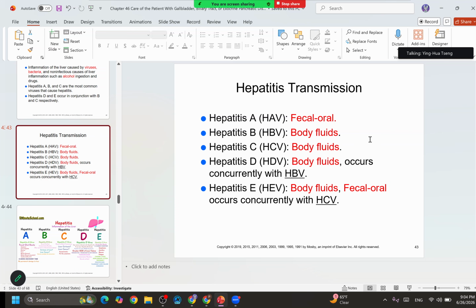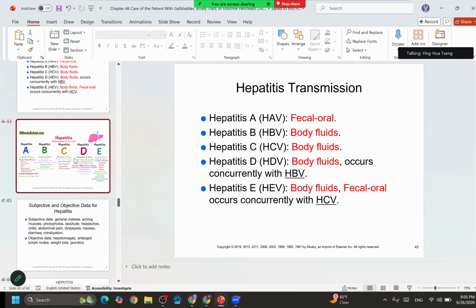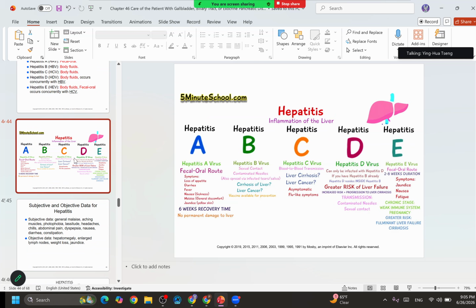Fecal to oral means the food. If you share food with the patient, you may get hepatitis A or E, through contaminated food or water. Be careful. All right, here is a picture of A, B, C, D, E. It gives you some information, and it's very good detail, so you can check it by yourself.